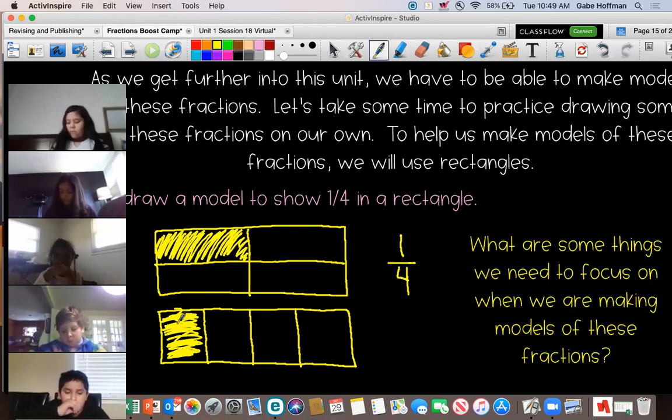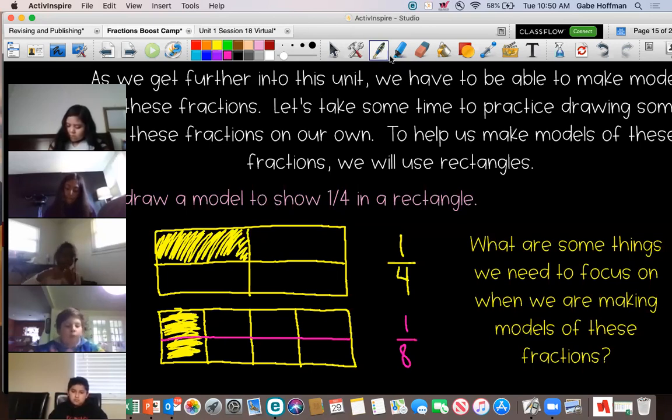Now, this will always work for the fractions that are even numbers. You can always divide other fractions in half or split them. So let's pretend for a second that my bottom one was 1/8 instead of 1/4. I can go straight across the middle. Boom, and now I have 2/8. I need to change that.